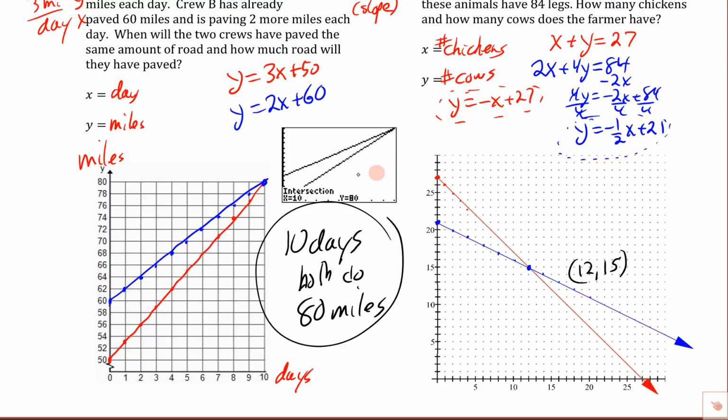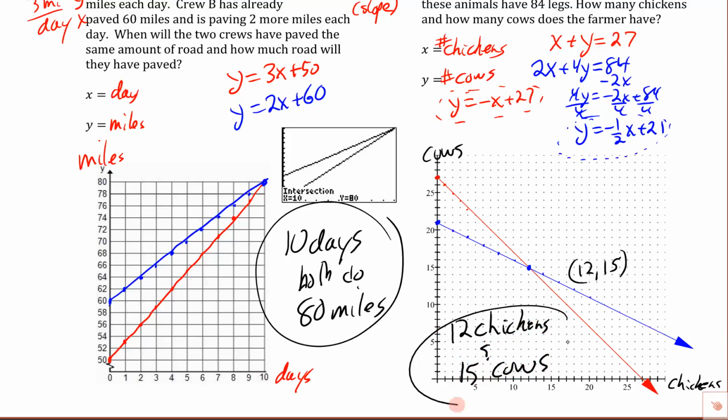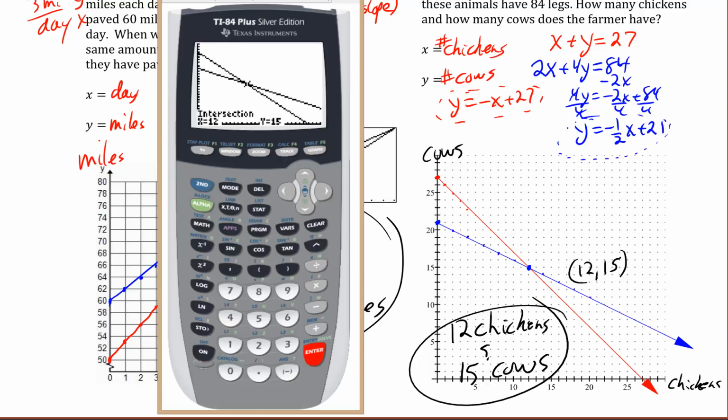Now, one thing that we don't have on our graph or on the paper here is what each one of these represent. We didn't label the axes. Let's go ahead and do that. Remember, this is chickens and this is cows. So what this means is there are 12 chickens and 15 cows. Now let's go back to the calculator and let's make sure that that's what that gave us. It did give us 12, 15.